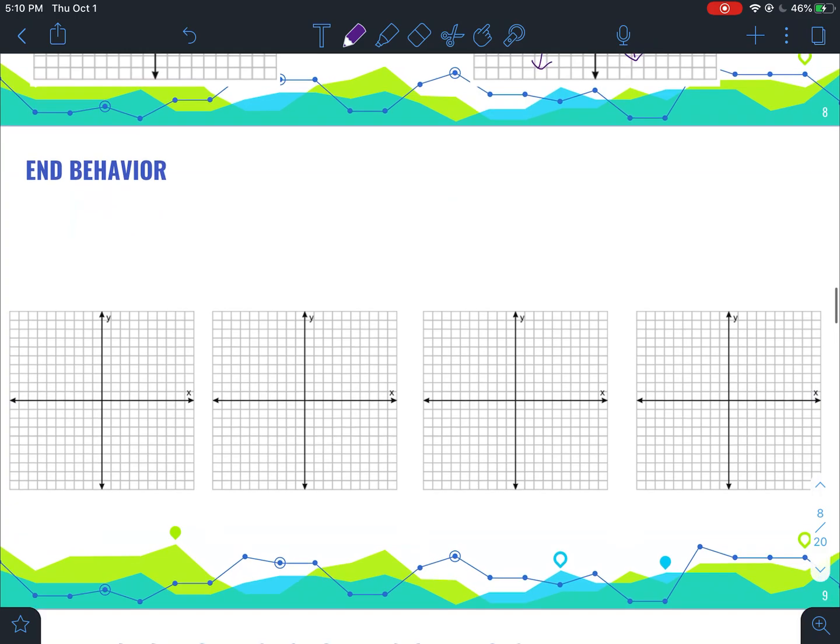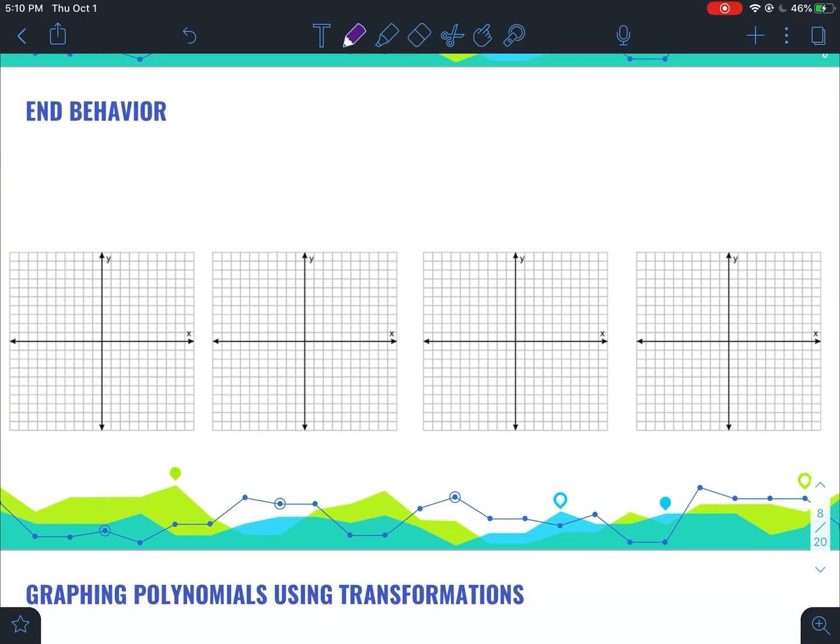End behavior. You guys might remember talking about this in Algebra 2. End behavior is what the tails are doing. So what direction are the tails pointing in? The tails of the graph are the ends. Are they going up? Are they going down? Which way are they pointing? So the easiest way to remember the end behavior is even versus odd and positive versus negative.